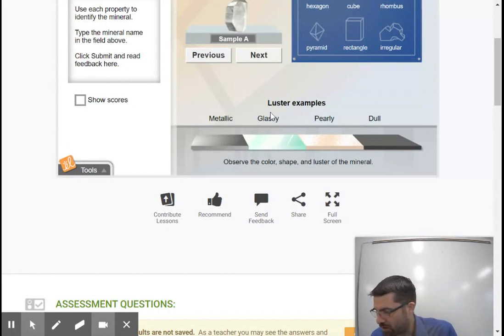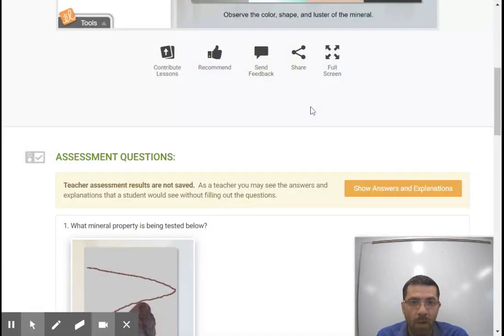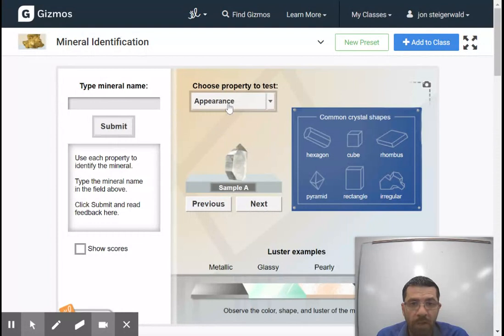Also, there are some special properties that minerals exhibit, like magnetism. So this piece of magnetite, as you can see, the magnet sticks to it. So I know it has magnetism. If I take the piece of quartz, that doesn't happen. All right, so that doesn't exhibit magnetism. All right, so there we're looking at appearance.